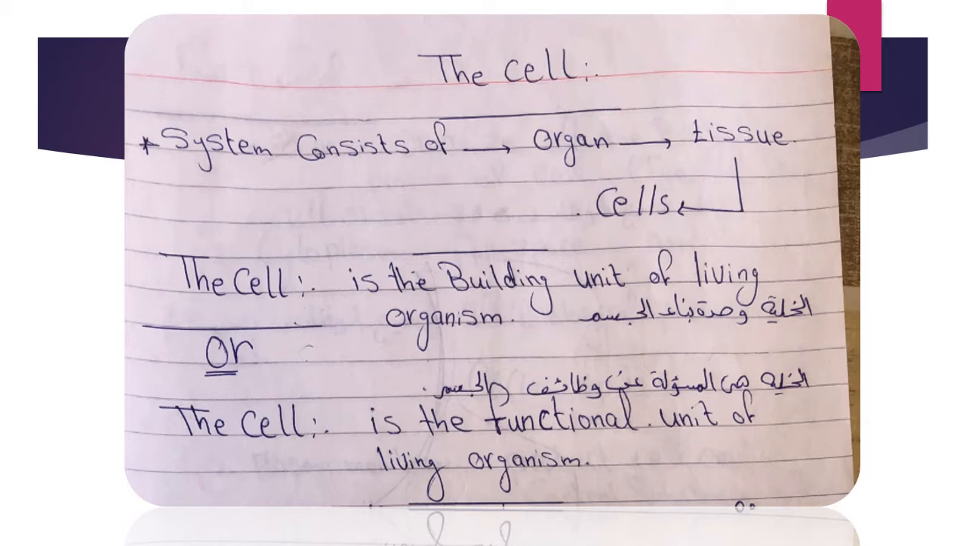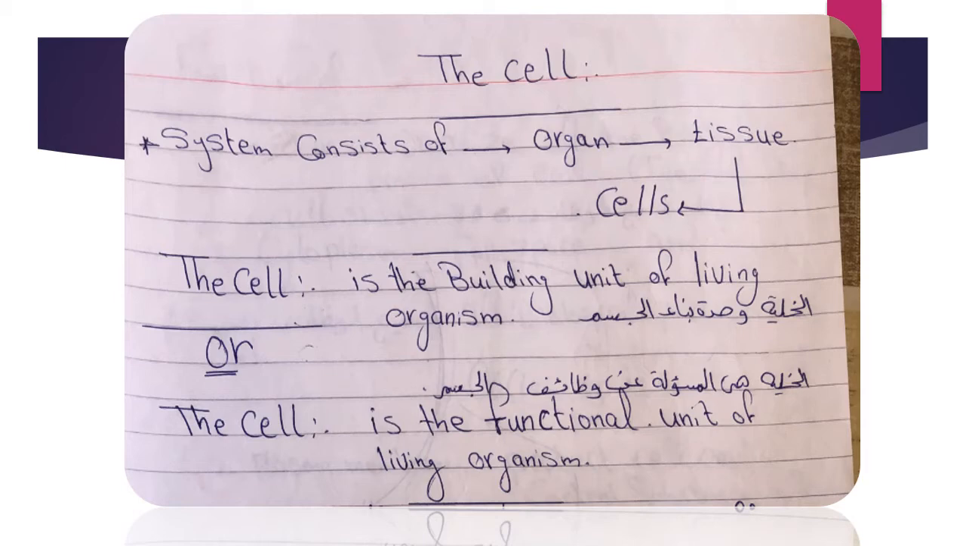Then, we have to know what's meant by the cell. Cell, it is a building unit of living organism. What's meant by cell? Cell is the building unit of living organism. What are the different types of cell? Multicellular living organism and unicellular living organism.